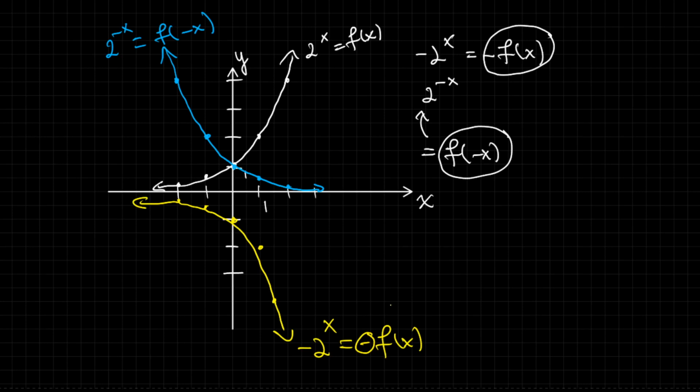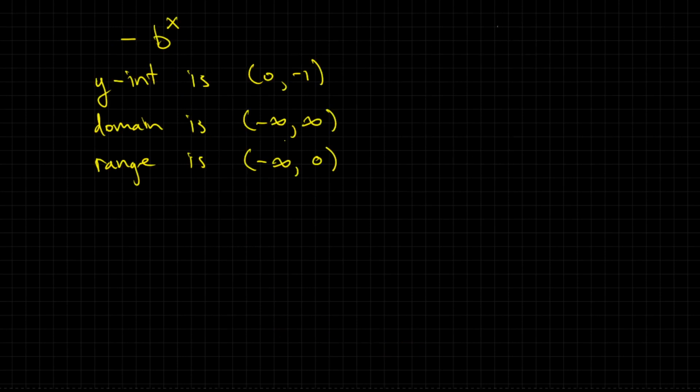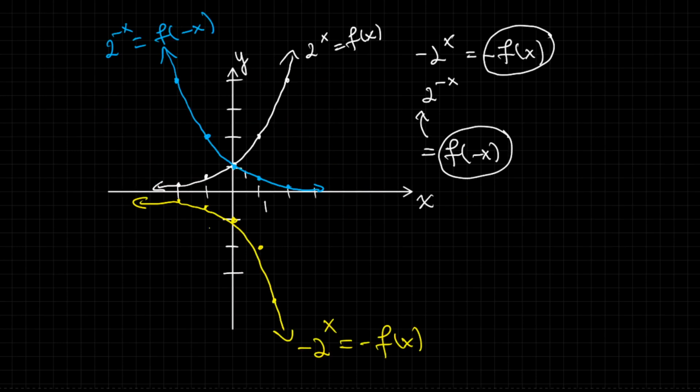And lastly, I'll just note that the horizontal asymptote remains the same here. So the horizontal asymptote is y equals 0. And that's simply because as the x values get really negative, the y values get really, really close to 0 still. Now, how about for the other reflection, 2 to the minus x?